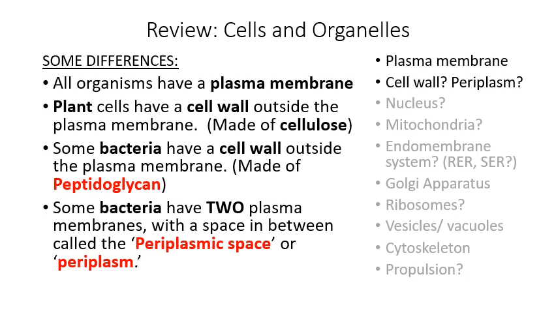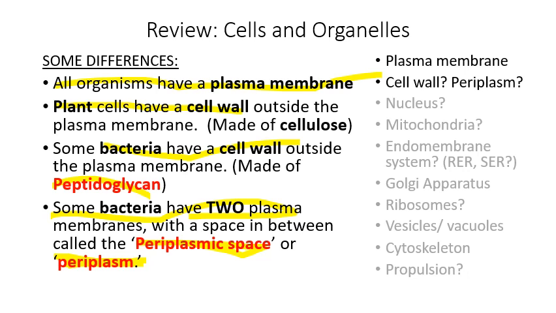So remember, all organisms have a plasma membrane, but only plants and some types of bacteria have a cell wall. Only some organisms, namely plants, have a cell wall that's made of cellulose, and some bacteria have a cell wall that's made out of peptidoglycan. Some bacteria have 2 plasma membranes, and the space in between the plasma membranes is referred to as the periplasmic space or as the periplasm.